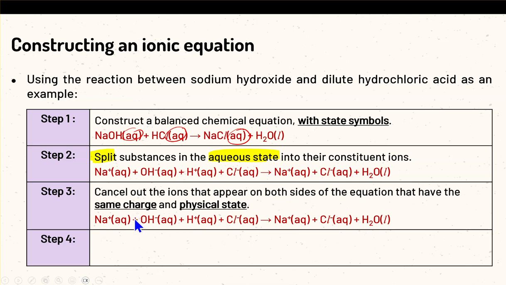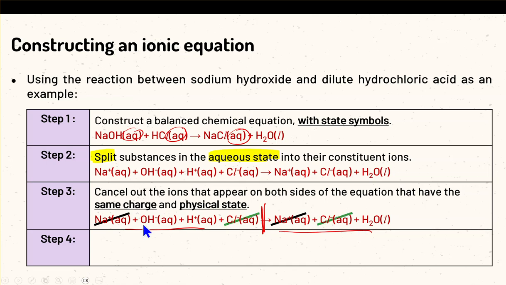Then you compare the ions that appear on both sides, having the same charge and same physical state. Obviously, the ones you are going to cancel out are all aqueous. So you look for the ions that have the same charge. For example, Na plus cancels Na plus, before and after the reaction. So you compare before and after the reaction. So we cancel out sodium. Next, we cancel out the chloride.